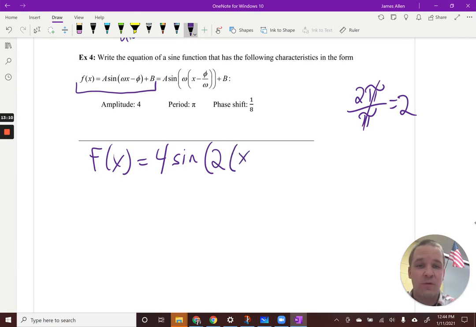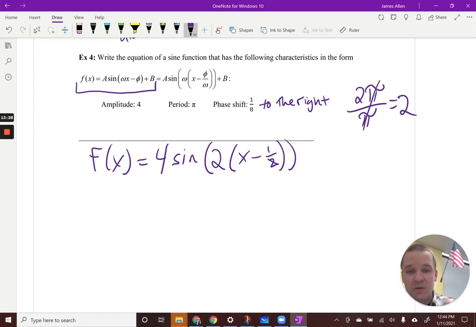So I'm going to do that in factored form first. So if it's positive 1/8, that means it's 1/8 to the right. Let's say, so that'd be minus 1/8. There we go. And there's no shift up or down.